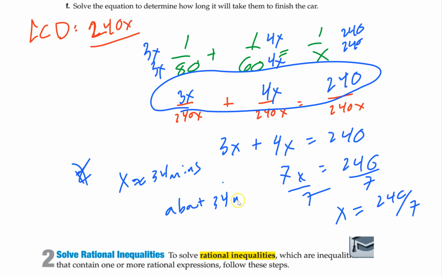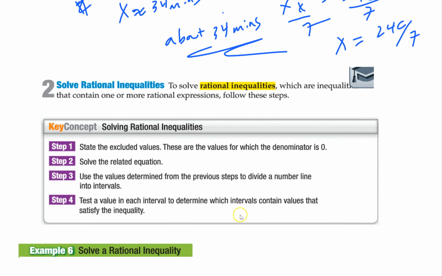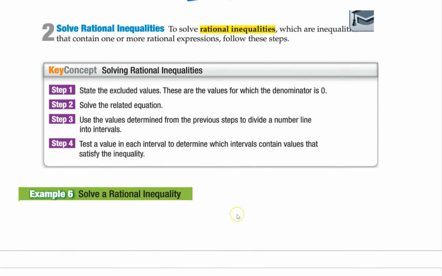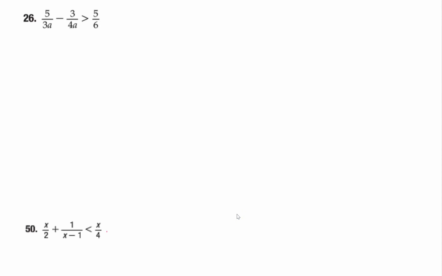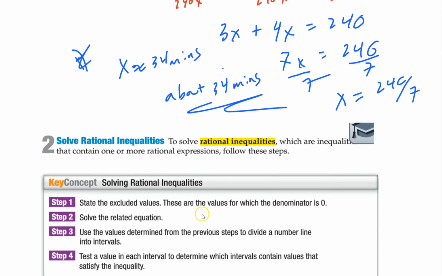Still seems like a long time. But there you go, and that's the lesson. There's more to the notes about solving inequalities. You would do that next year in math analysis, because it does get a lot more involved. But for now, that's it.